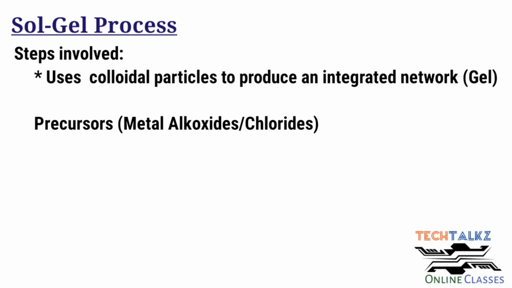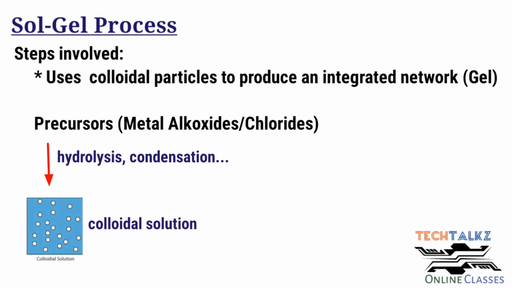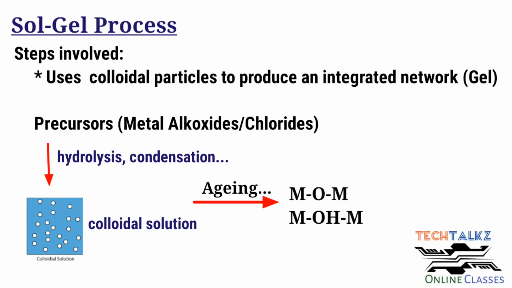Now I will explain the processing steps. The metal alkoxides or the chlorides are typical precursors here. They undergo hydrolysis and condensation to form a colloid, that is a system composed of nanoparticles which is dispersed in a solvent.